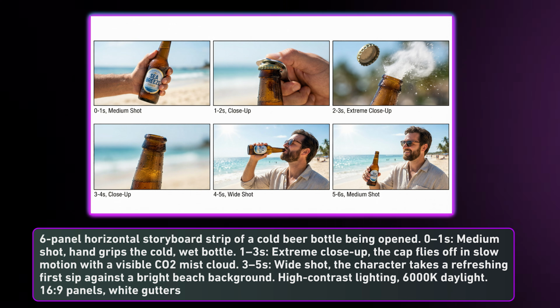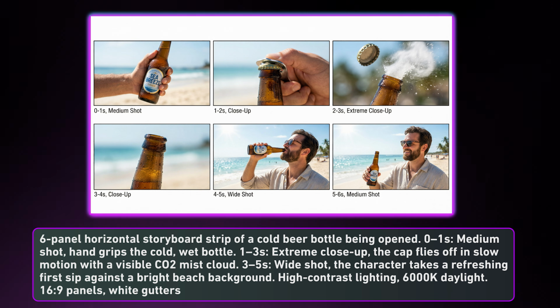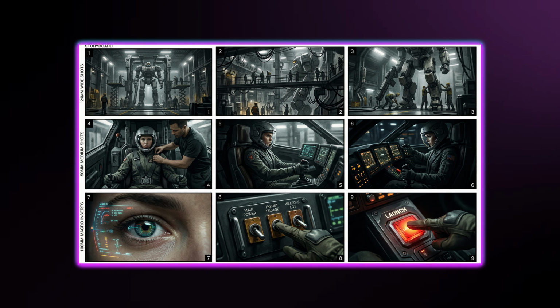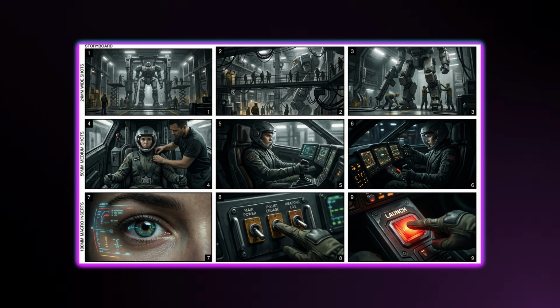Storyboarding is your visual roadmap. It's the only way to lock character consistency and test physics before you waste time on expensive video renders. It stops the AI from hallucinating.